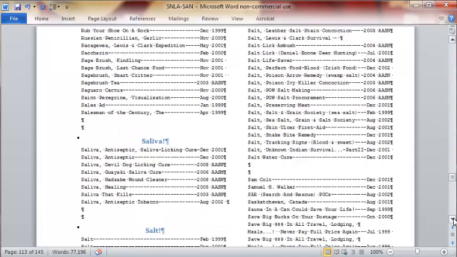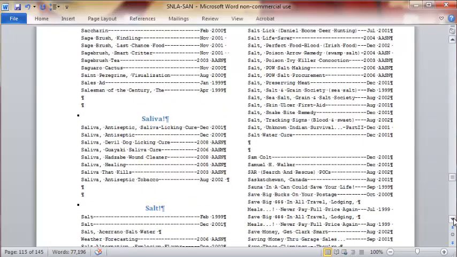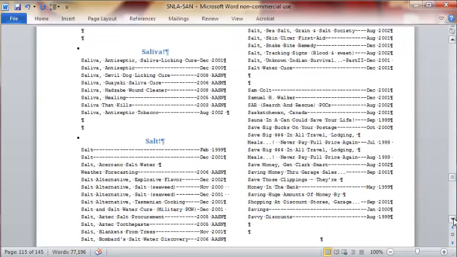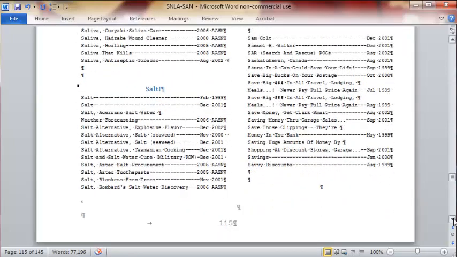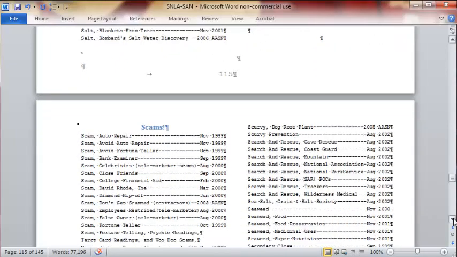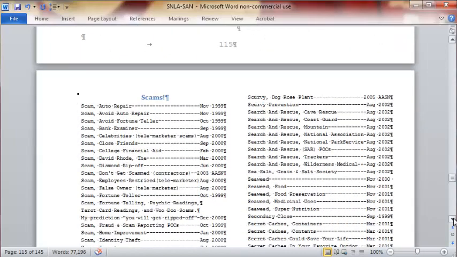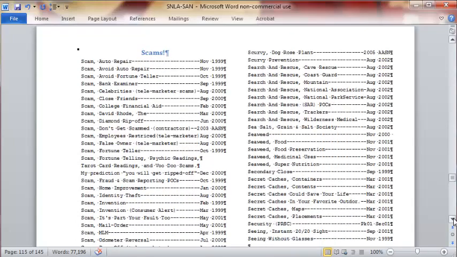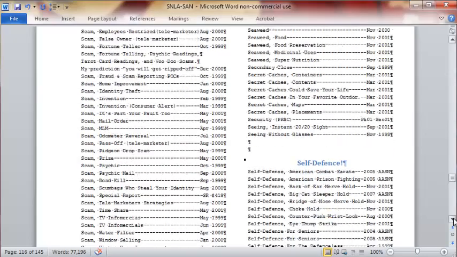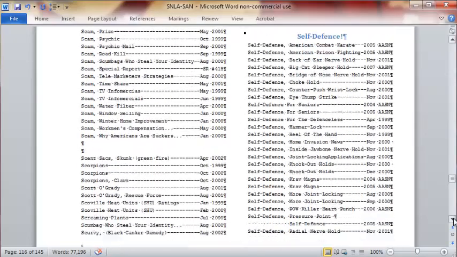Saliva. A lot of testimonies, a lot of historical facts using saliva as first aid. Then we got salt. You always have to have your salt, and I tell you how to make it, or how the pioneers and the frontiersmen and the others made their own salt. Scams. I should have renamed that scams and the scumbags behind them. Self-defense.